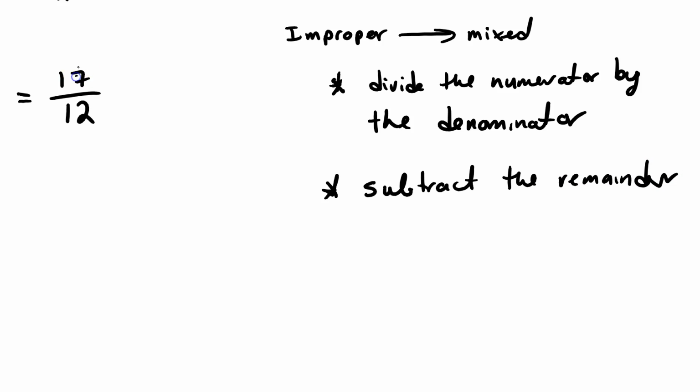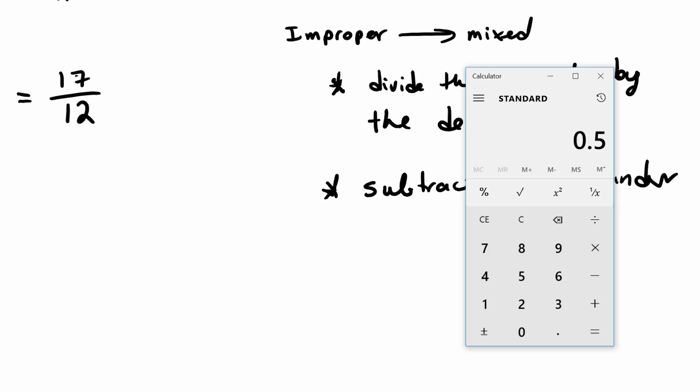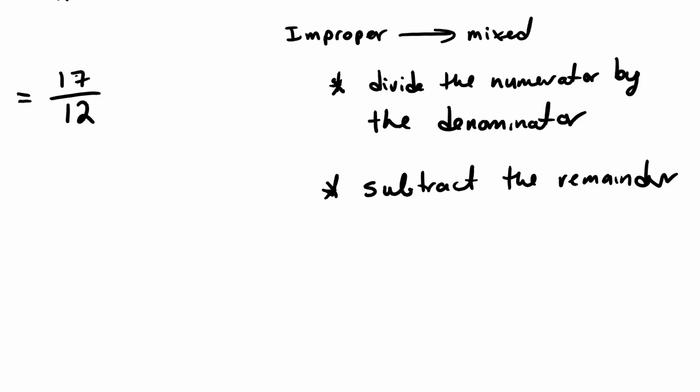You don't have to use your calculator, but I'm going to show this to you on a calculator, and you should bring out yours too so that we can do this together. 17 divided by 12 is, alright, so I know that my big number out in front is 1. Then I subtract to find the remainder. 1 times 12 is 12. 17 minus 12 is 5. So it's 1 and 5 over 12.